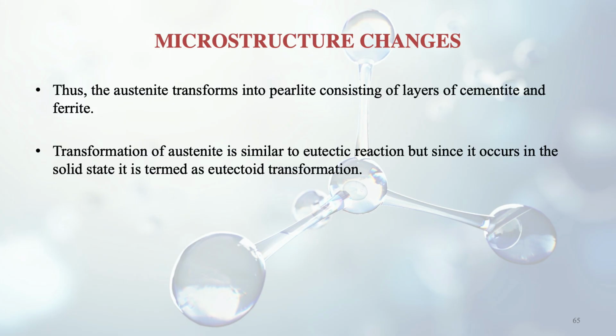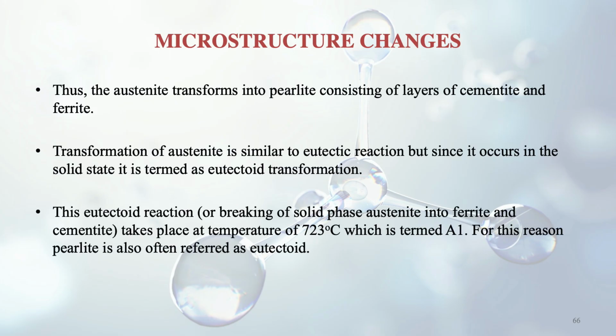Transformation of austenite is similar to the eutectic reaction. Previously in the iron carbon diagram, we studied the eutectic point also, which was at about 4.3% carbon. So the transformation is similar to that, but here it is occurring in the solid state. At the eutectoid point, it is occurring in the solid state, so that's why the name is eutectoid. This eutectoid reaction, or breaking of the solid phase austenite into ferrite and cementite, takes place at a temperature of 723 degrees centigrade, which is termed as A1, given in the figure. For this reason, pearlite is also often referred to as eutectoid.